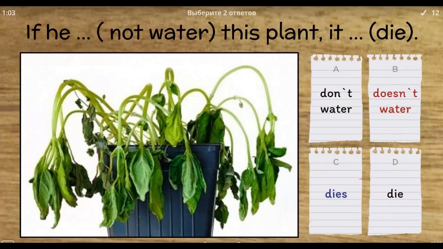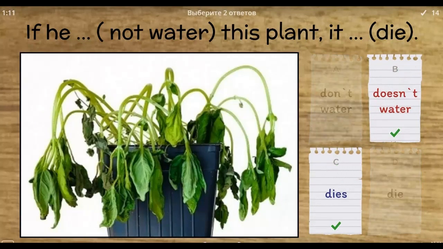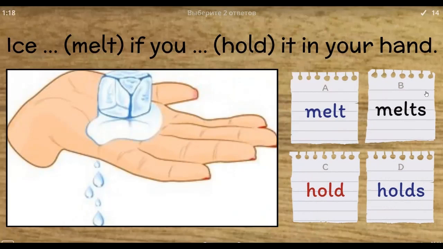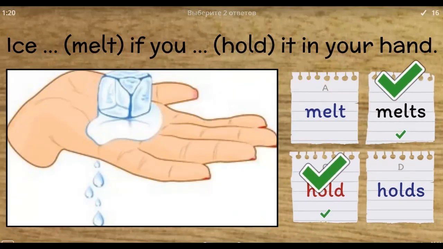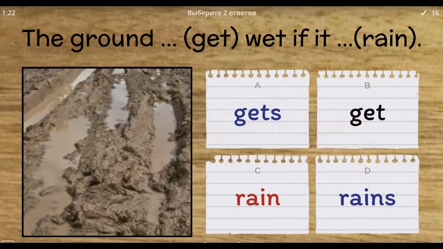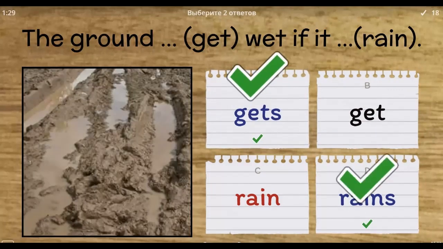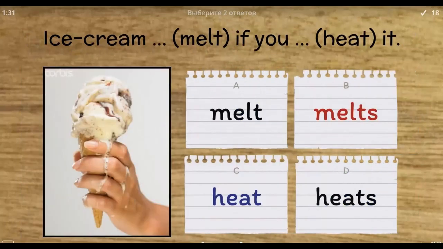Wonderful. If you not water this plant, it dies. Doesn't water and dies. Good. The next is ice melt if you hold it in your hand. Melts and hold. Good. The ground gets wet if it rains. How do you think? Gets and rains. Wonderful. Ice cream melts if you heat it.